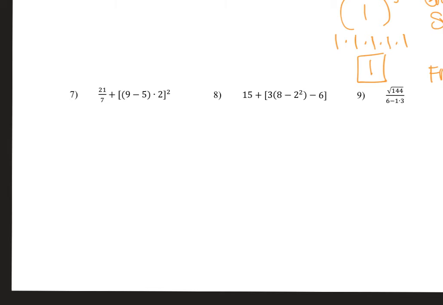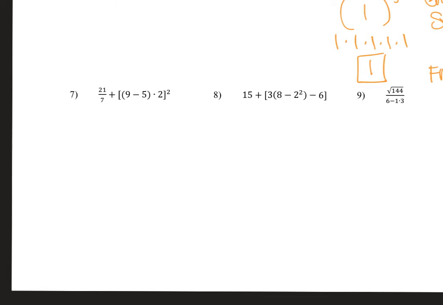Okay. Looking at this, we want to see that we have a lot of different grouping symbols going on here. We have the fraction bar, and we have two different kinds of grouping symbols: brackets and parentheses. We always want to start on the innermost ones. So we want to start with the parentheses and not the brackets.